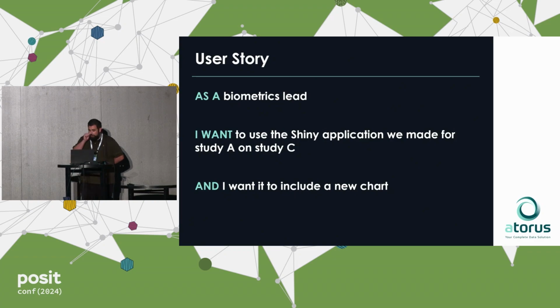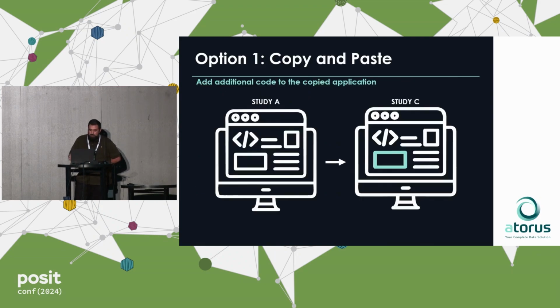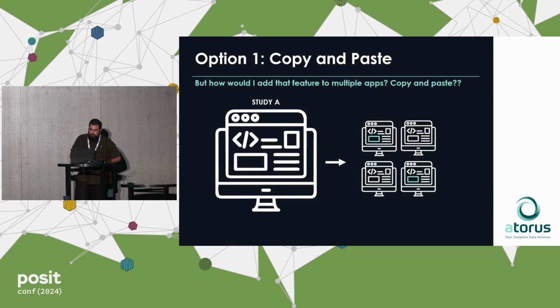So really, our user story might be: I also want to make an app for study C, and I want to include a new chart as well. I want something a little bit different, not quite the same thing. Again, we could copy and paste, but how do we get that across?